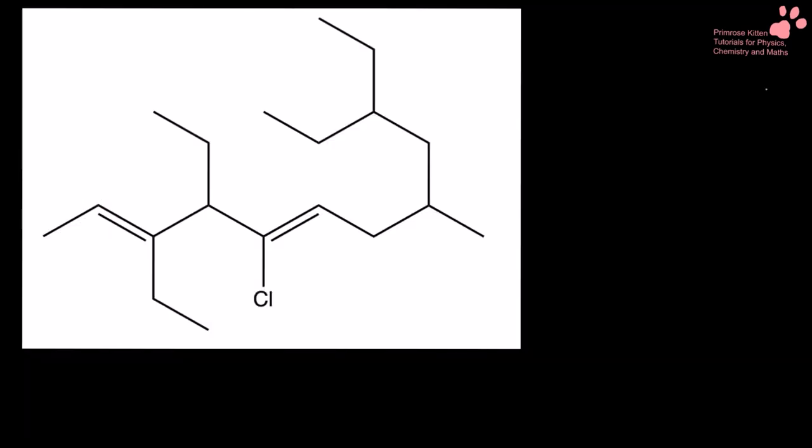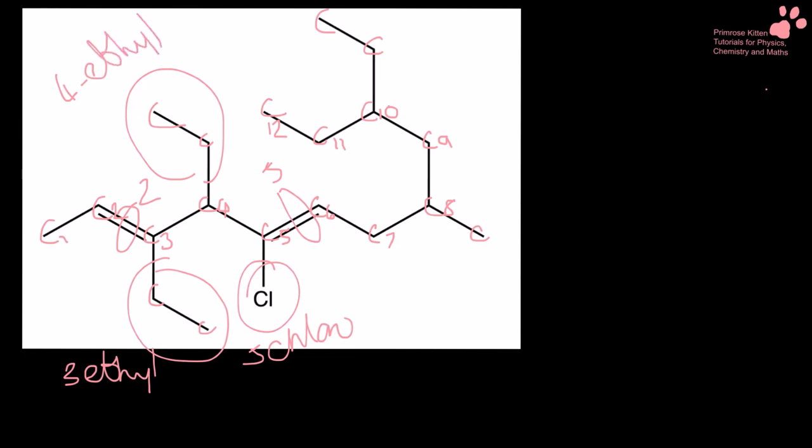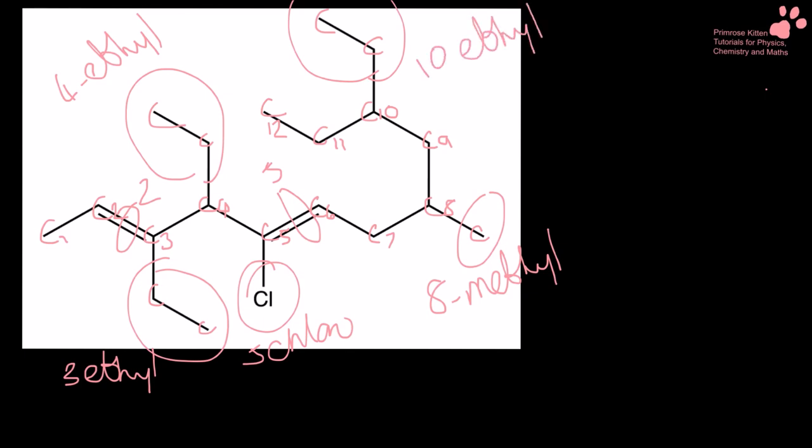Name this one. So we have carbon, carbon, carbon, carbon, carbon, carbon, carbon, carbon, carbon, carbon, carbon, carbon, carbon, carbon, carbon, carbon, carbon, carbon. Our longest chain will be 1, 2, 3, 4, 5, 6, 7, 8, 9, 10, 11, 12. That gives us a double bond on 2, a 3-ethyl, a 5-chloro, a double bond on 5, a 4-ethyl, an 8-methyl, and then a 10-ethyl as well. I think I've got everything.